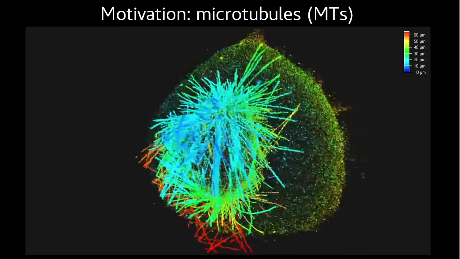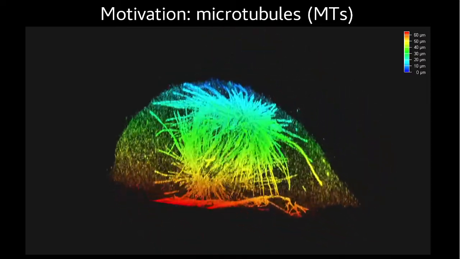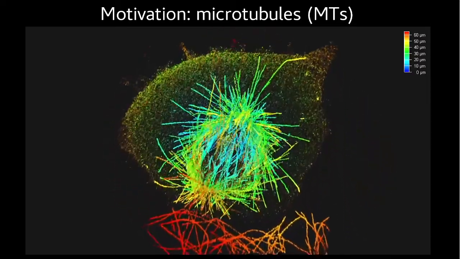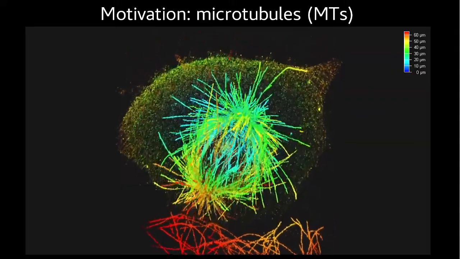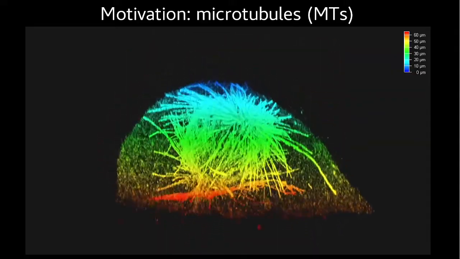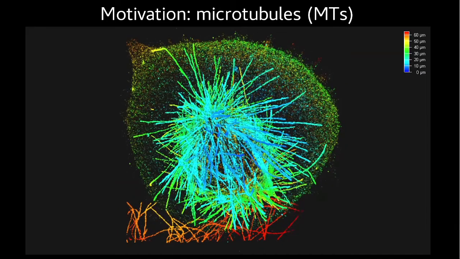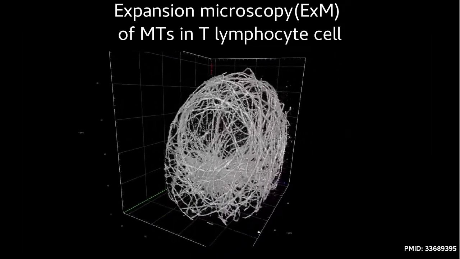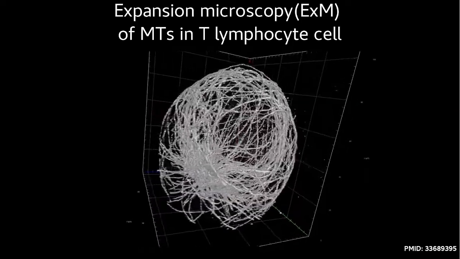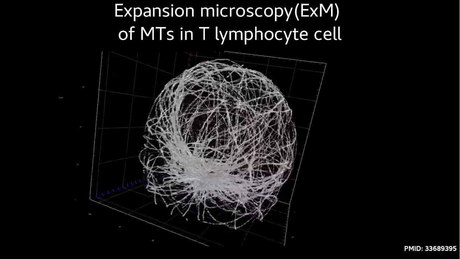In our lab, we study microtubules. These are intracellular polymers with many important functions. For example, during division they form spindles, shown here, that spatially separate DNA between daughter cells. In non-dividing cells, they form complicated polymer networks whose shape depends on the cell type.